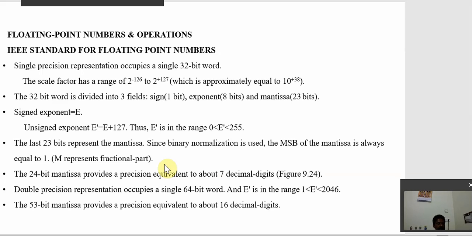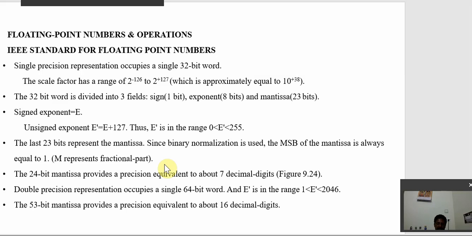Coming to the second format, double precision. Whenever you go for 64 bits, here also there is 1 bit as the sign bit, 11 bits as the exponent and 52 bits as the Mantissa fraction.